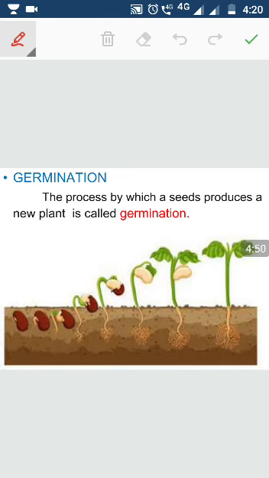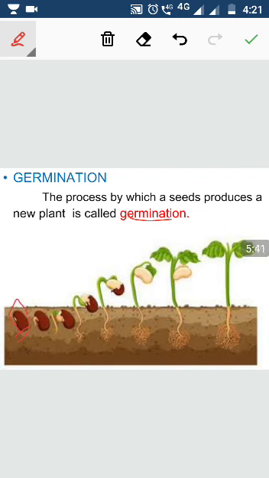Next, the process by which a seed produces a new plant is called germination. If we put a seed in the soil, after a few days it will grow into a new plant. This process is called germination. First we put a seed in the soil, then we water it. A seed needs water to grow.